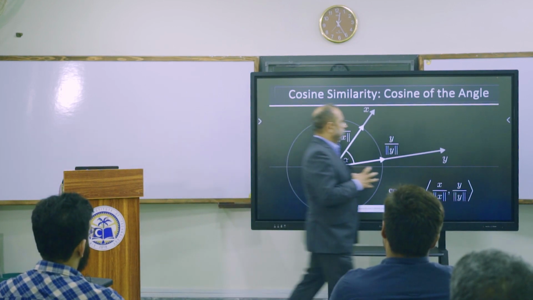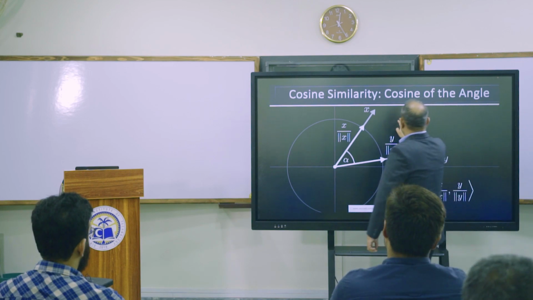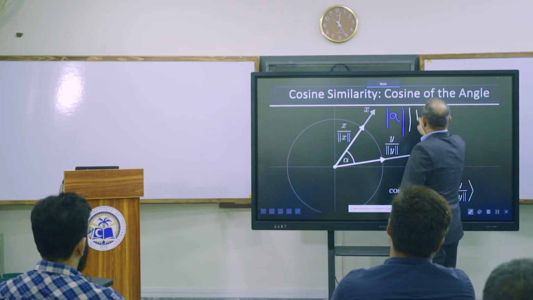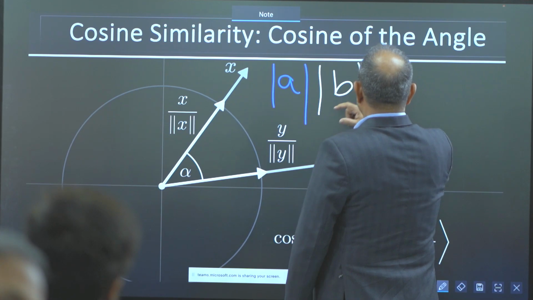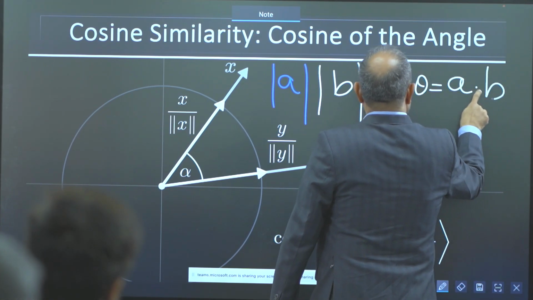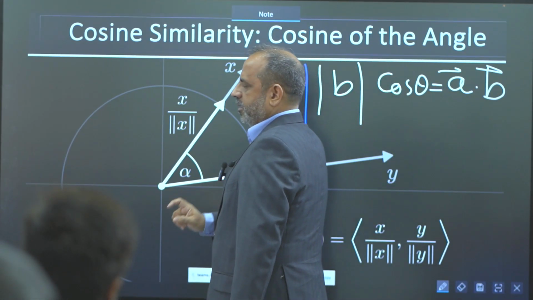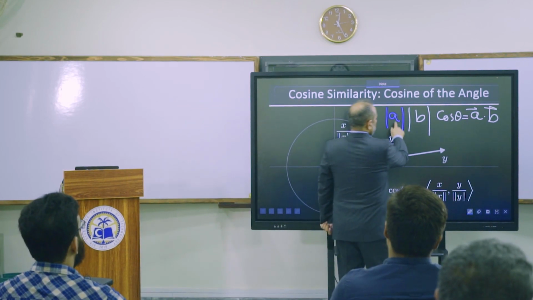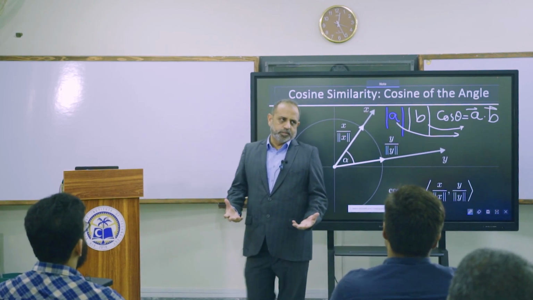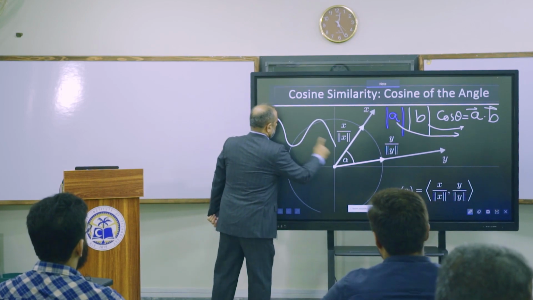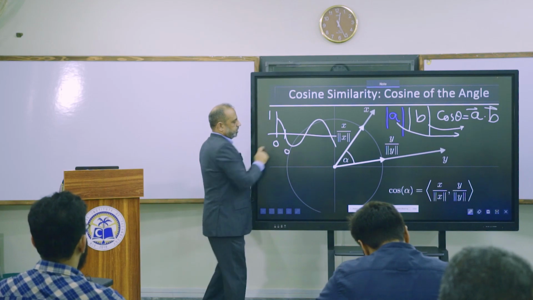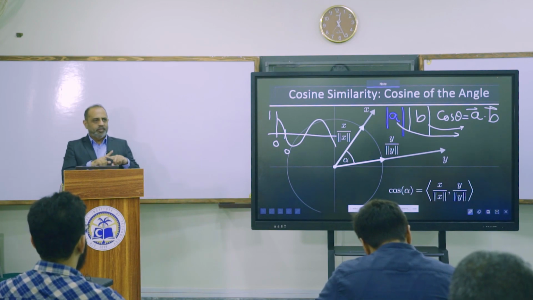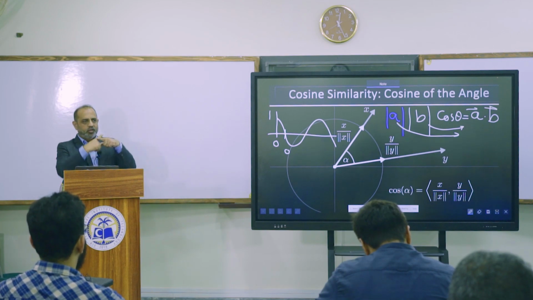Let me change the color, and I hope the people online can see the board. A magnitude, B magnitude, cosine of theta is equal to A dot B, and these are the vectors. So if you are interested only in the cosine of angle theta, you need to divide by the magnitude of A and the magnitude of B, and then you get the cosine of the angle. And we know the cosine varies like this. Cosine of 0 is 1, and cosine of 90 degrees is 0. So if two things are similar, they will be in the same line. The vectors will be directing in the same direction. And if they are unrelated to each other, they will be orthogonal. If they are opposite, they will be 180 degrees.